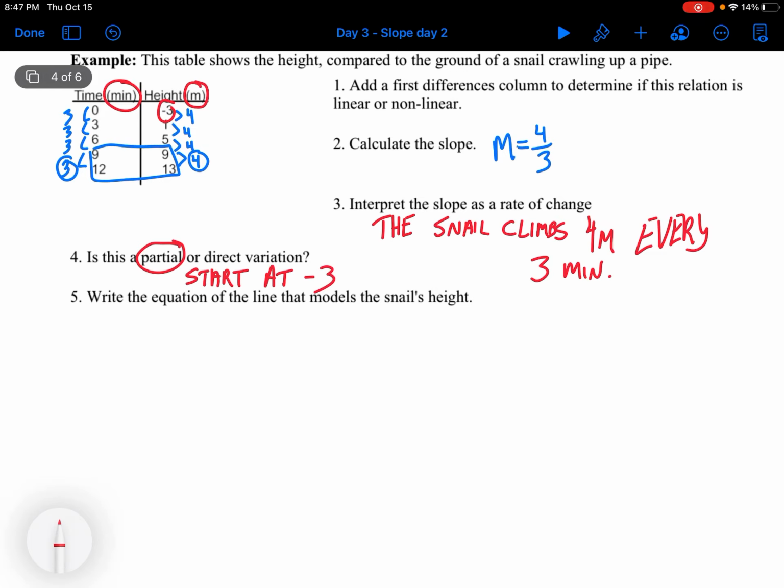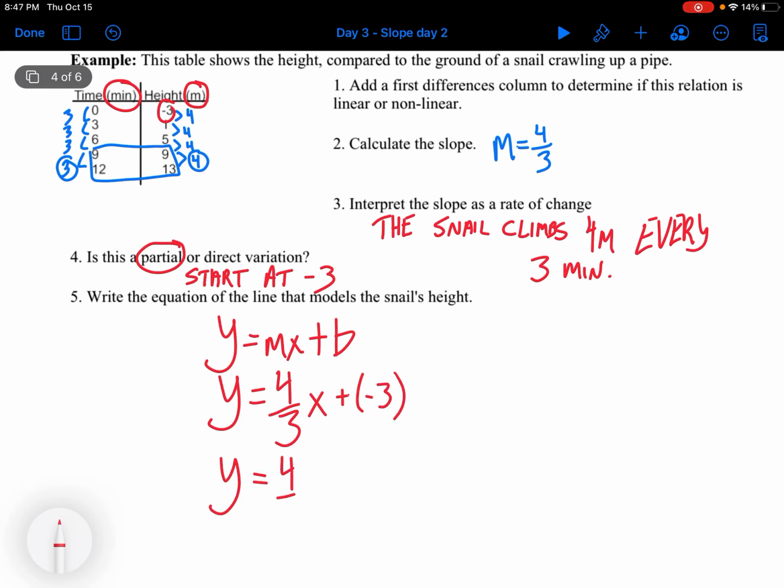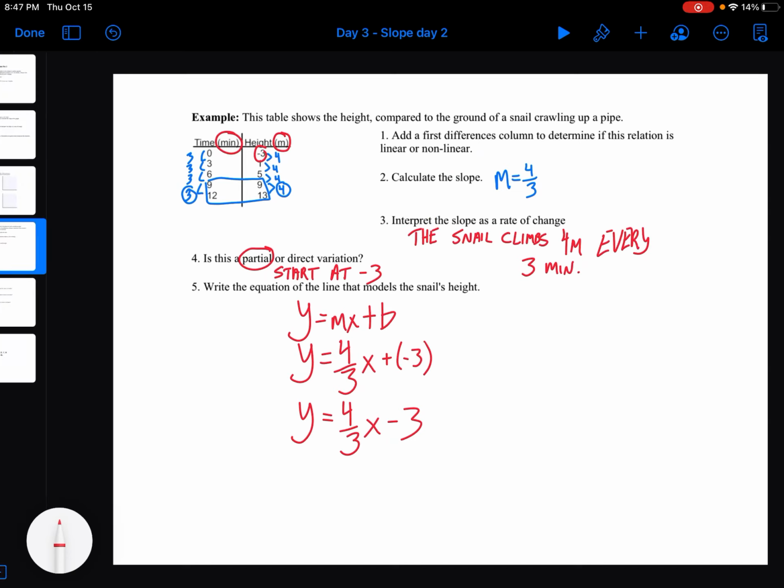Now write an equation. If we start at -3, that's our starting point. That's our y-intercept. Knowing, again, we have y equals mx plus b. Y equals, we know our slope is 4 over 3. And our b value in this case is going to be plus -3. Well, that's actually y equals 4 over 3x minus 3, because a positive and a negative is a negative.